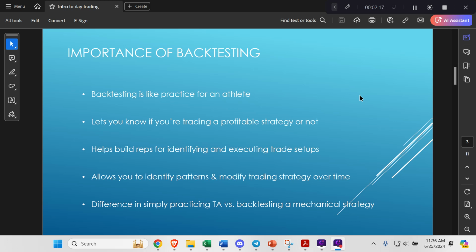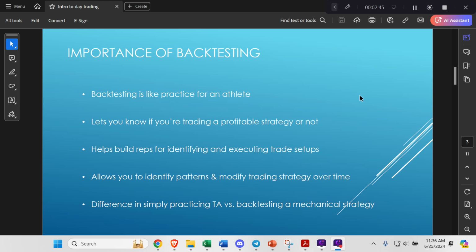And like I said, it helps build up the reps for identifying and executing setups, and improves your pattern recognition. Maybe you start with a broad idea that whenever this pattern shows up, it generally goes one way or another. But after you backtest a while, you identify little modifications, like, oh, it also plays out with this other slight variation. So it helps you make some modifications over time too.